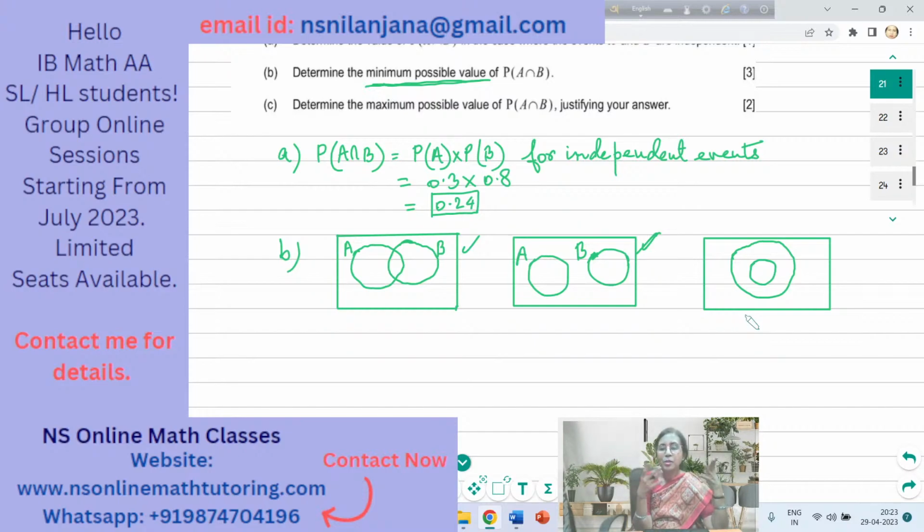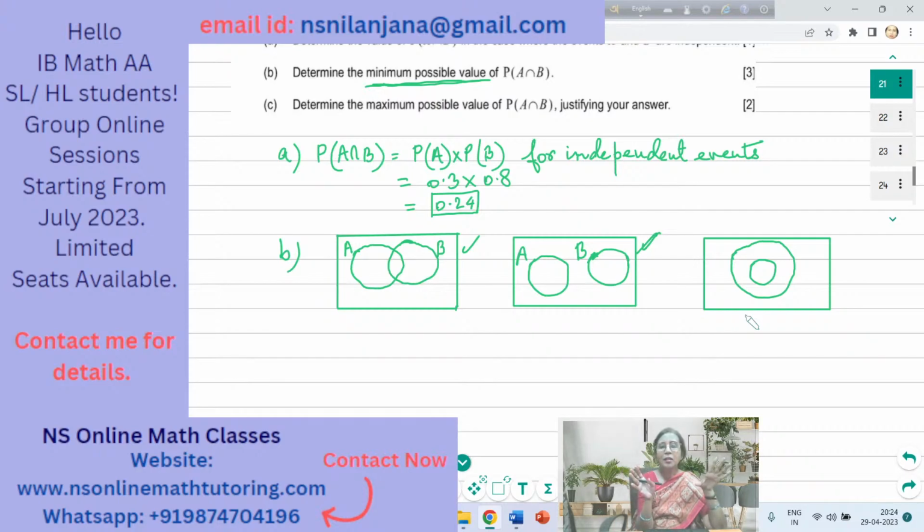and no other possibility, because they should be in the universal set, and either A and B will not be having an intersection, they will be two separate sets, or they will be having some intersection, some overlapping, or they may be having complete overlapping, meaning one may be a subset of the other. Okay, these are the three possibilities that I can think of.